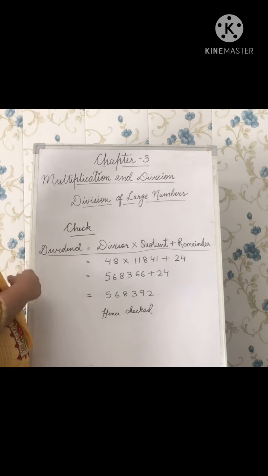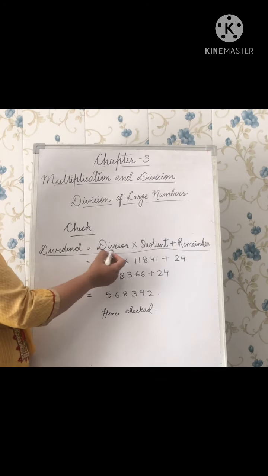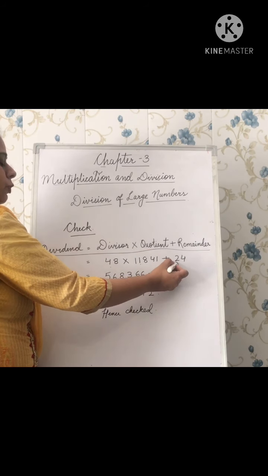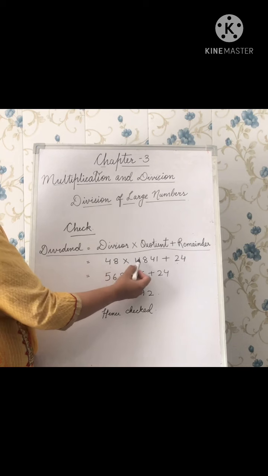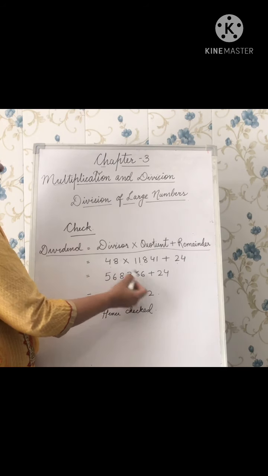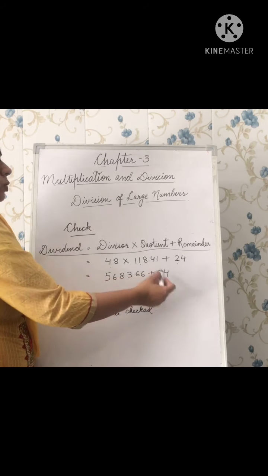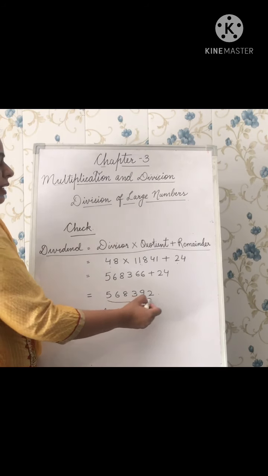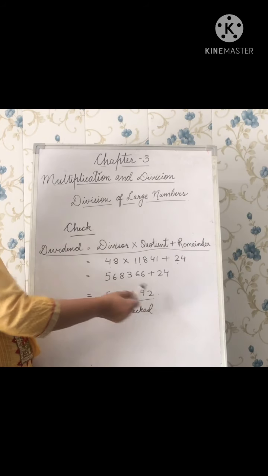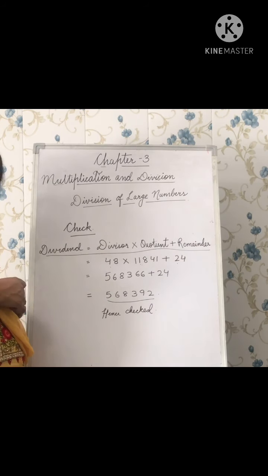Now in the previous question what we have seen, the divisor was 48, the quotient was 11841, and the remainder was 24. Now you multiply 48 and 11841, you will get 568366. Then you will add this 24, तो आपके पास डिविडेंड के इक्वल आ जाएगा आंसर, that is 568392. It means our answer is correct.